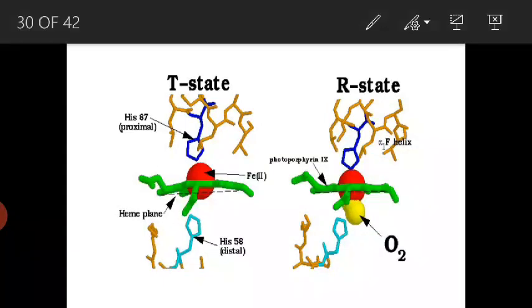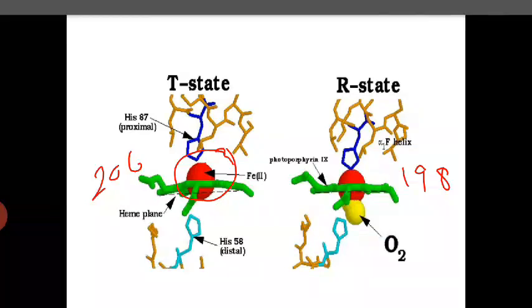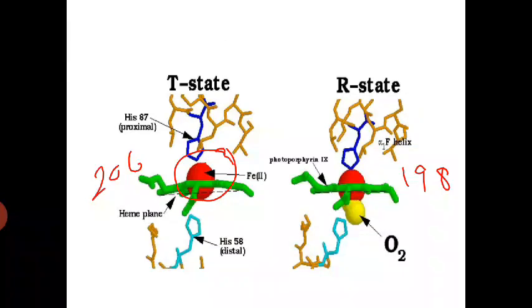So here in this picture we can see there is a distance between iron and nitrogen, that is histidine. So here we can see the gap, whereas in the second picture, that is in R state, it is very closer to iron. Histidine is very closer. So here the distance is 206, whereas in the R state it is 198 picometers. So in these pictures we can show both T state and R state of hemoglobin.